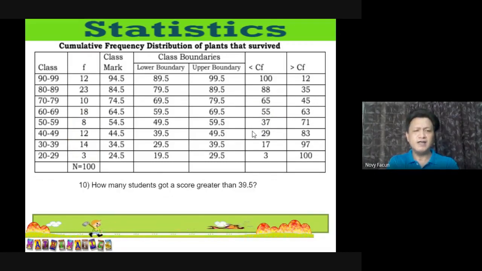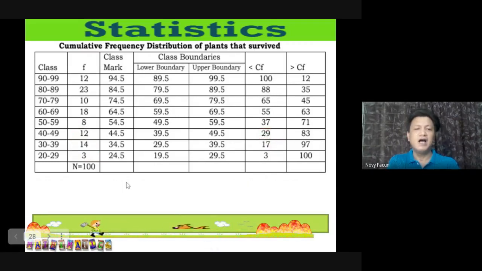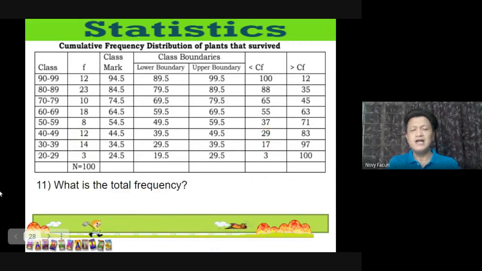Okay, next number 10. How many students got a score greater than 39.5? Yung 39.5 naman, ito siya. So take note, i-add lang natin, 12 plus 14 plus 3, that is equal to 29. Saan yung 29 na yan? Yan, yung 29. Okay, next. For last number, what is the total frequency? Ito yung total number. Ibig sabihin, bibilangin mo lahat to. Yun yung sagot, nandun na siya on 100.